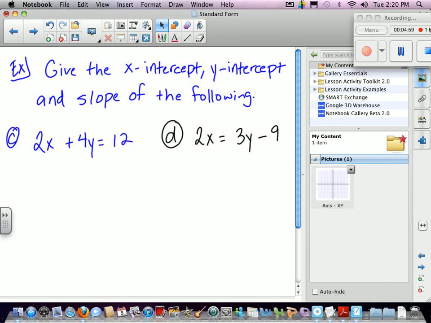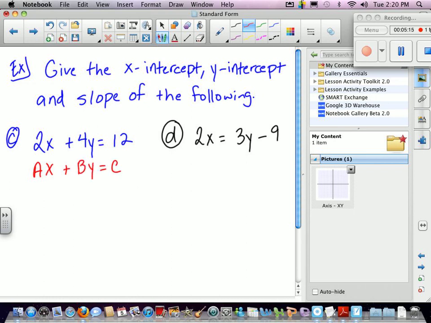Alright, so when we look at C, this is already in standard form, ax plus by equals c. Okay, so there's a couple different ways that we can figure out the x and y-intercept and the slope. The first thing I can do is the slope is going to be negative a over b, which would be negative 2 over 4, which is negative 1/2. Alright, to get the x-intercept, set y equal to 0. Okay, or we could do what we call the cover-up method.